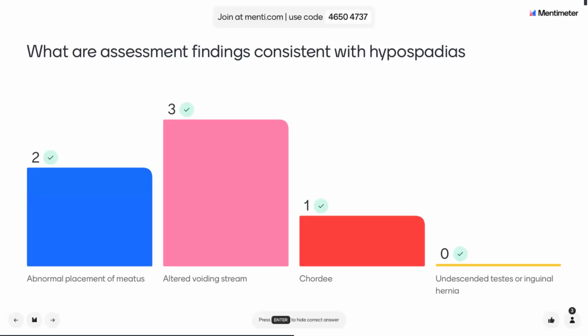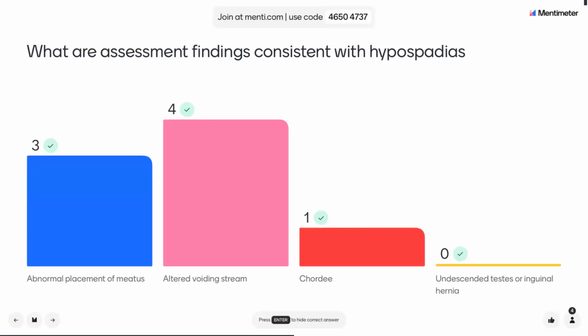So this is my day to desensitize you to select all that apply questions. So this is all of them again. So we've got that abnormal placement of our meatus. So that causes our change to our voiding stream. We can have that downward curvature to the penis as well. And sometimes we can also see undescended testes or inguinal hernias as a result, or in addition to these.